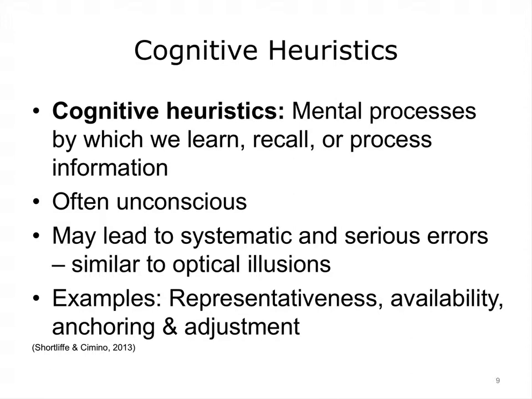Cognitive heuristics are mental processes by which we learn, recall, or process information. These processes are often unconscious and may lead to systematic and serious error, similar to optical illusions. Examples of cognitive heuristics are representativeness, availability, and anchoring and adjustment.